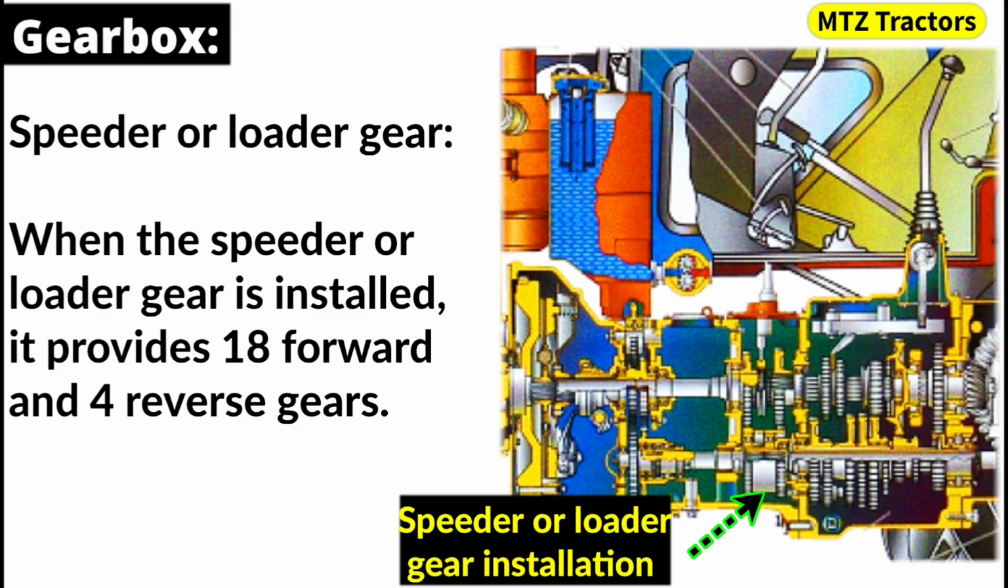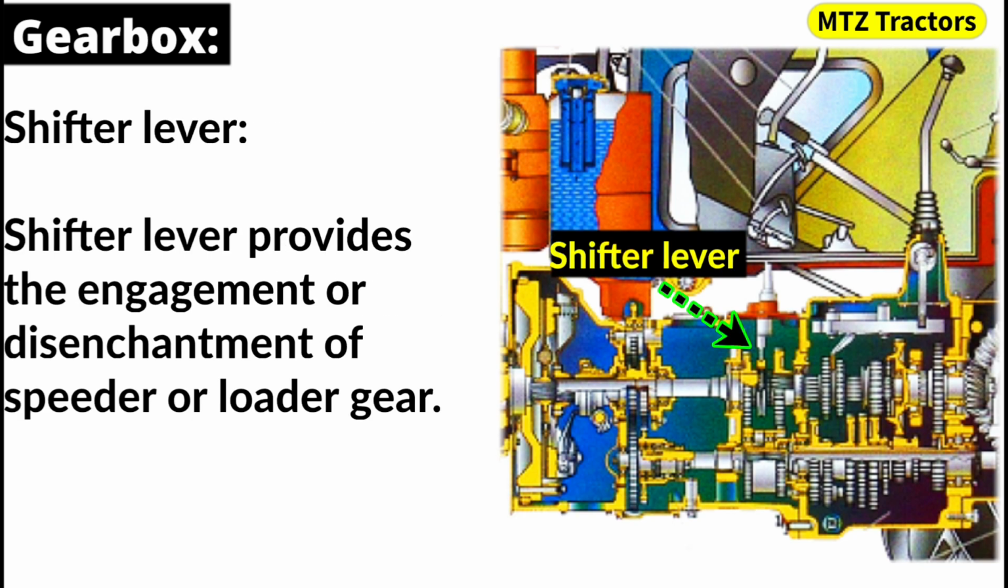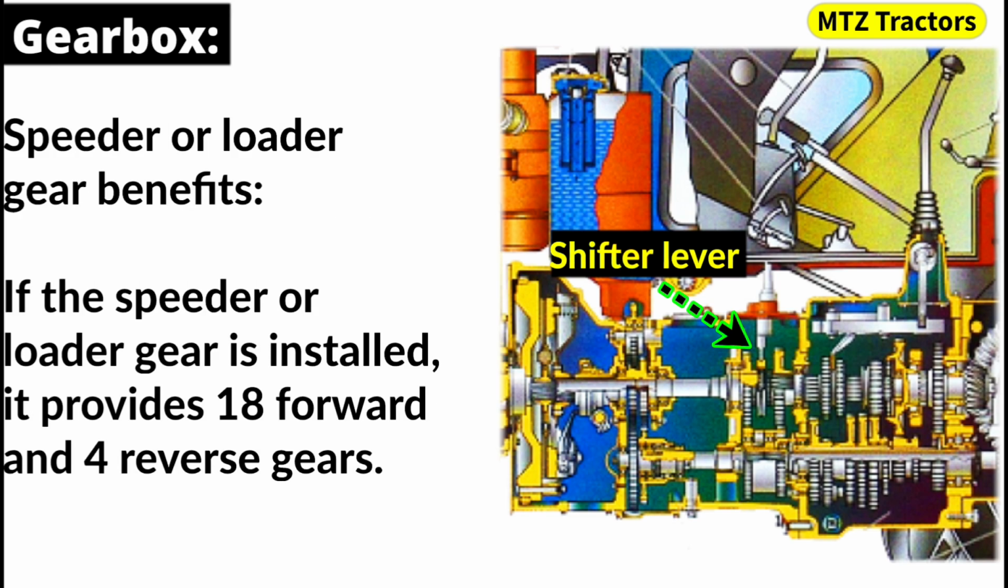Speeder or loader gear. When the speeder or loader gear is installed, it provides 18 forward and 4 reverse gears. Shifter lever. Shifter lever provides the engagement or disengagement of the speeder or loader gear. Speeder or loader gear benefits. If the speeder or loader gear is installed, it provides 18 forward and 4 reverse gears.